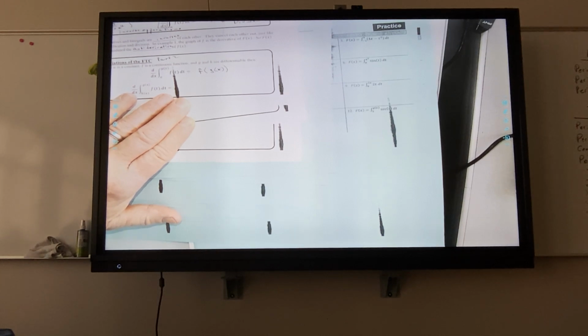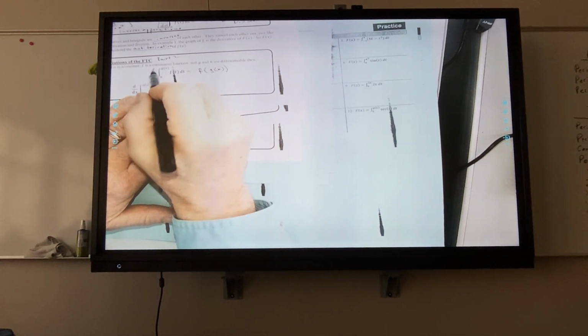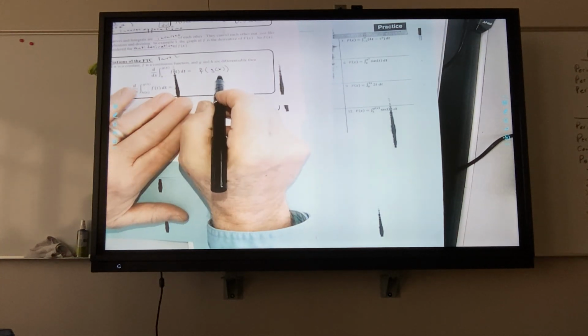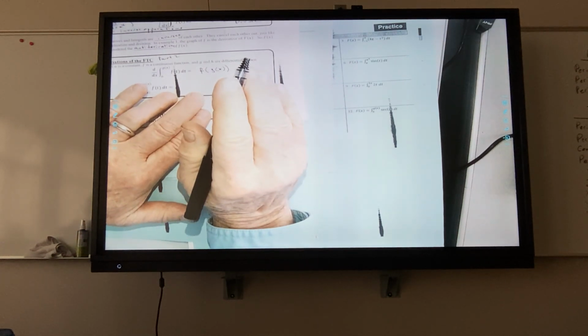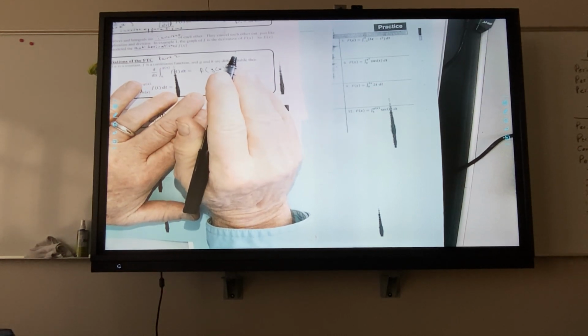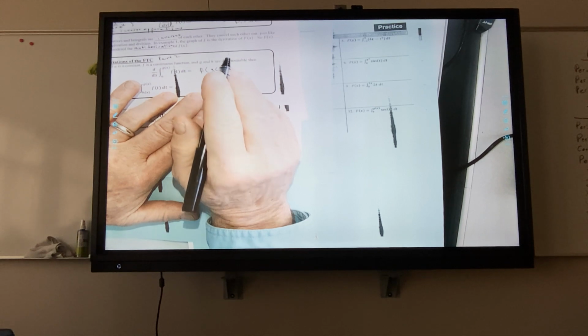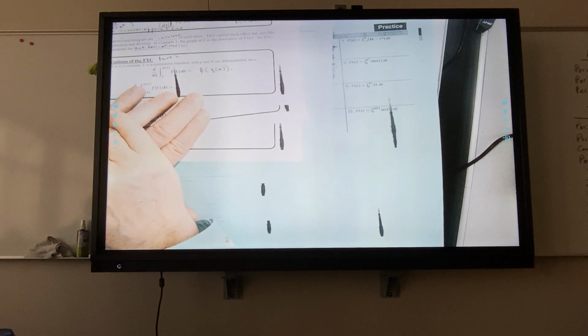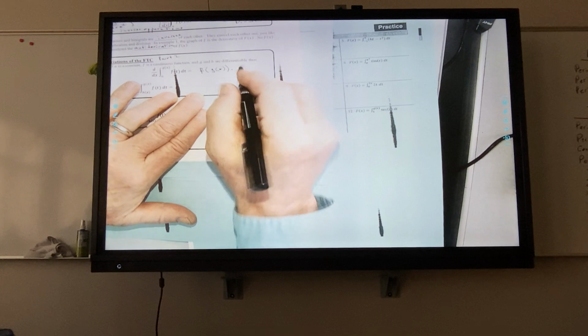Now, I am taking the derivative, correct? The chain rule says, just wait a moment. You're not done. If you're taking the derivative, you have to attach something to this. I have to multiply by what? What's the chain rule say I gotta multiply by? The derivative of g. The derivative of g.